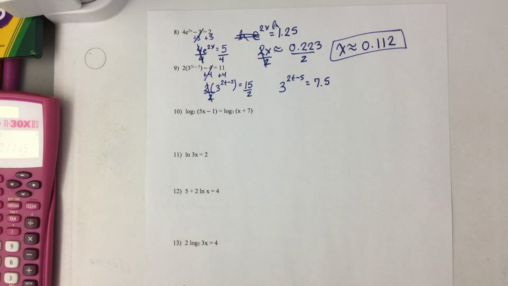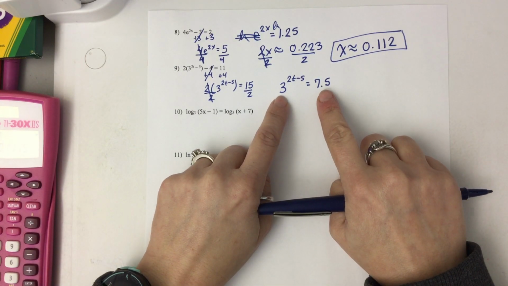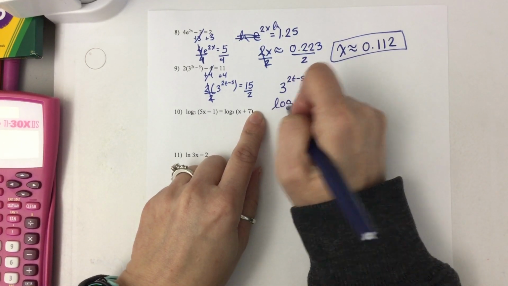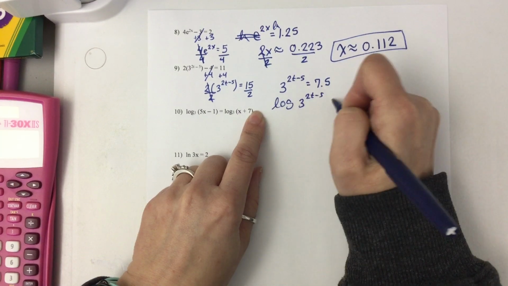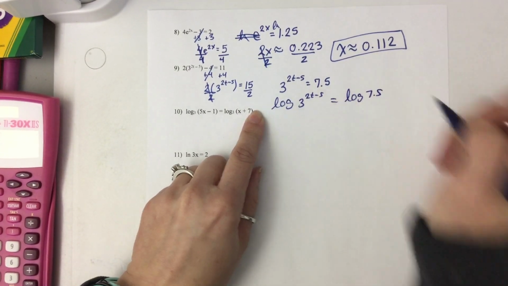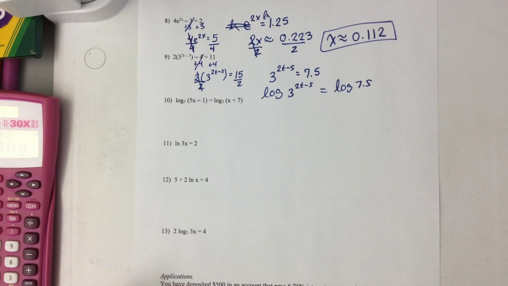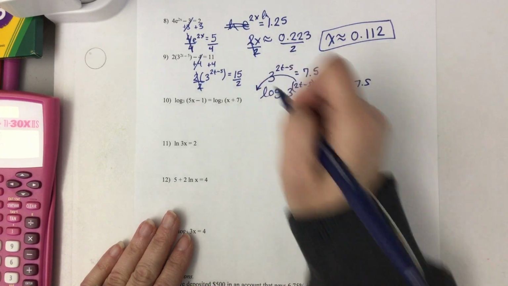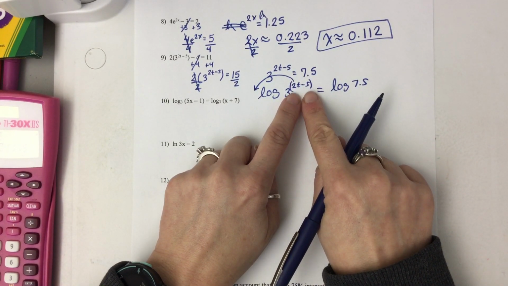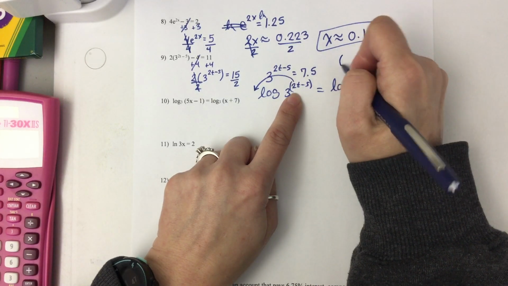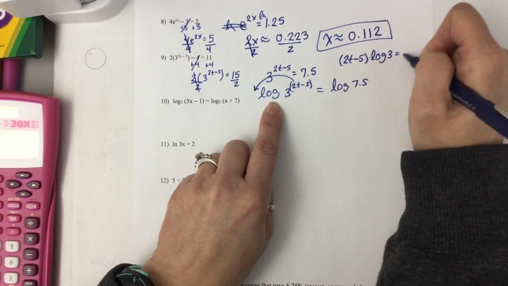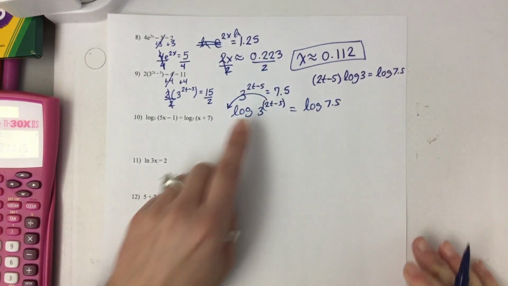So now it's time to look and ask yourself, can I make a common base? I can't turn 3 and 7.5 into a common base. If you cannot make a common base, you take the log of each side. Now there's that rule with logarithms. You cannot have an exponent. This time my exponent is more than one term, so when I bring it out front, I'm putting it in parentheses because I need to keep this exponent together at this point. So you would have 2t minus 5 in front of log of 3. That is a product. Equals the log of 7.5.